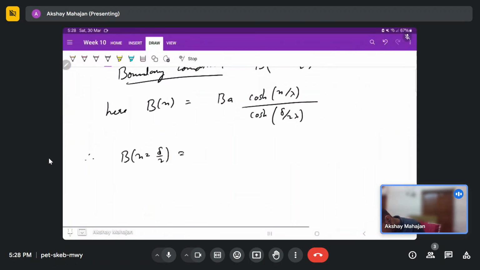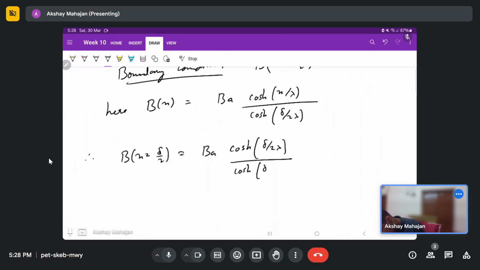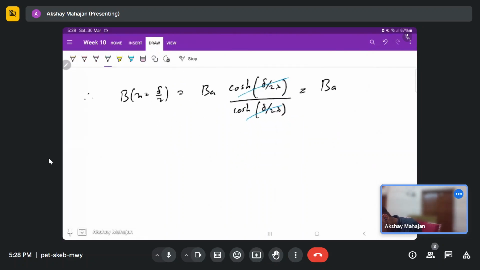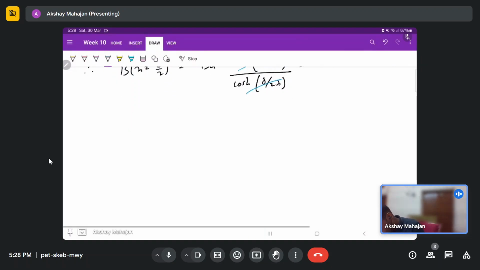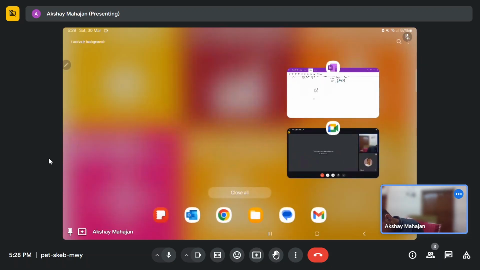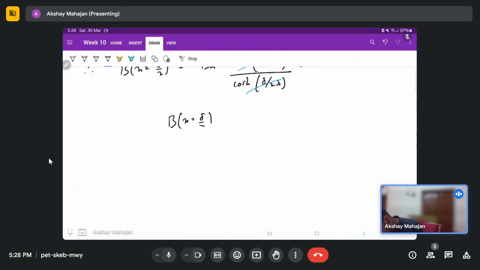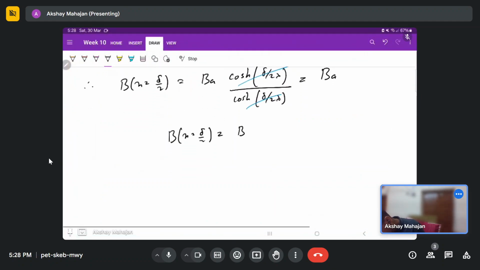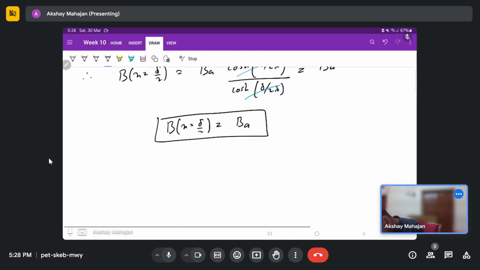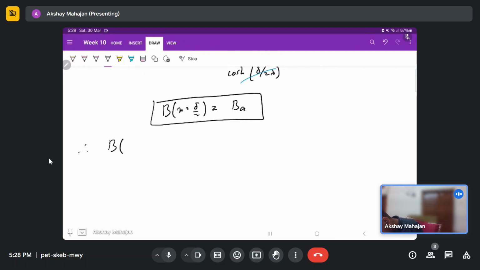So that will be just B_a times cosh(δ/2λ) divided by cosh(δ/2λ). That will be equal to B_a, because this and this will cancel out. Okay, so here what we are getting is B at x equals δ/2 coming as B_a. Now therefore we can find B at x equals minus δ/2.